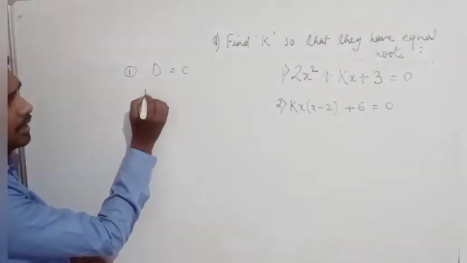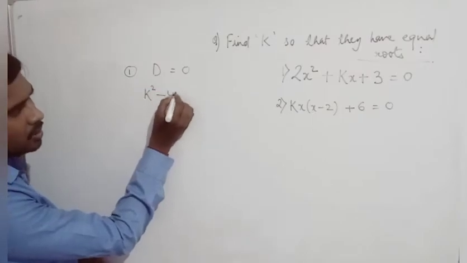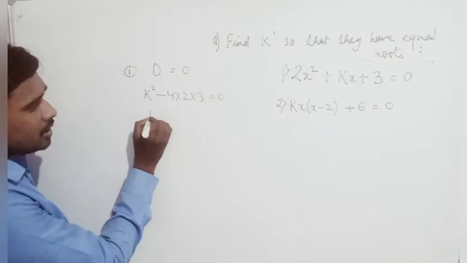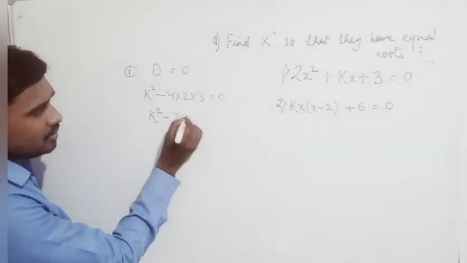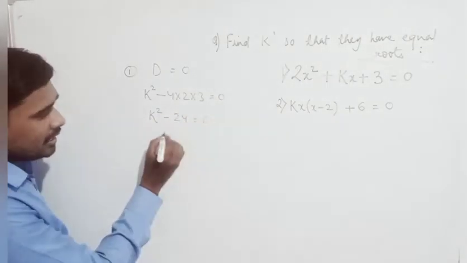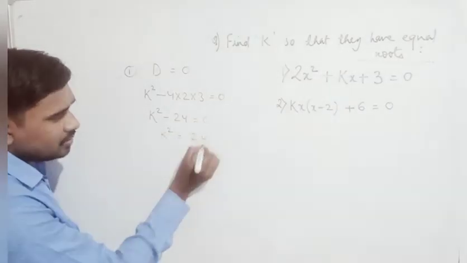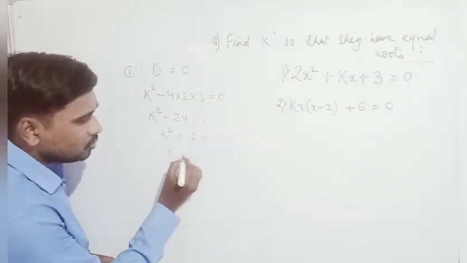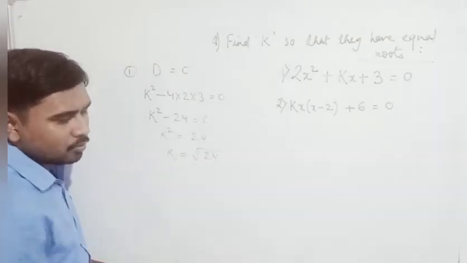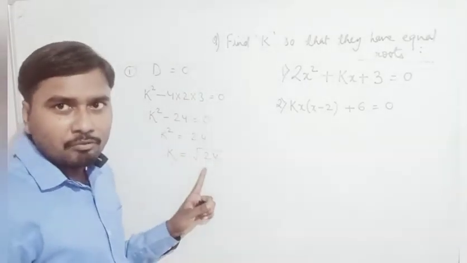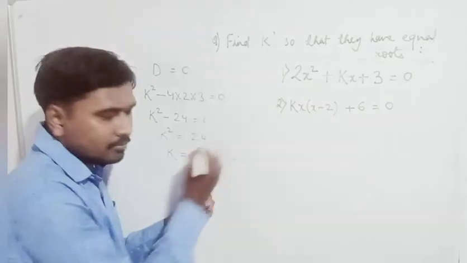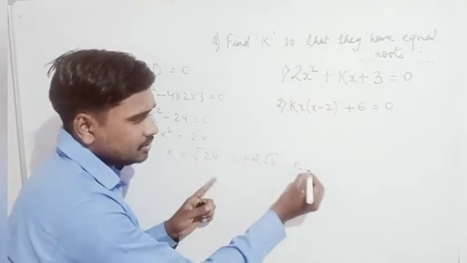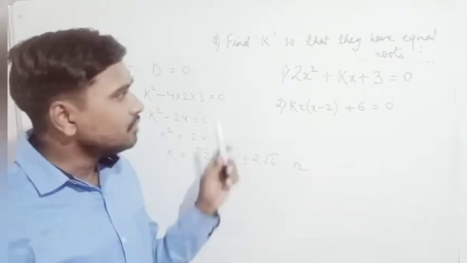So k square minus 4 into 2 into 3 is 0. So k square minus 24 is equal to 0, and k square is equal to 24. Now the square will go to that side, so it will be the square root of 24, and 24 is 4 into 6. So 4 will come outside, it will be 2 root 6, plus minus. So this is the answer and this is the value of k.